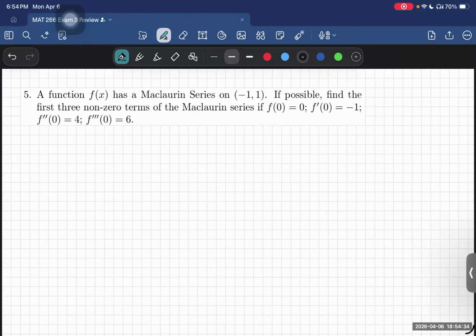Okay, again, a Maclaurin series question. It's kind of different, but again, it will follow the same logic that we had. So they're saying that a function f of x has a Maclaurin series on -1 to 1. If possible, find the first three non-zero terms of the Maclaurin series if f of 0 is equal to 0 and the first derivative of f at 0 is equal to -1 and the second derivative is 4 and the third derivative is 6 and so on.